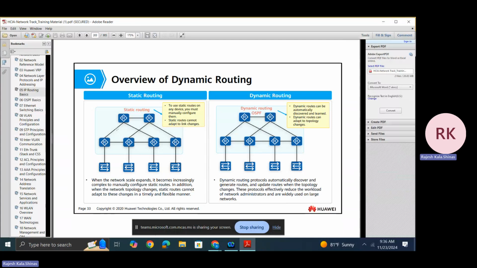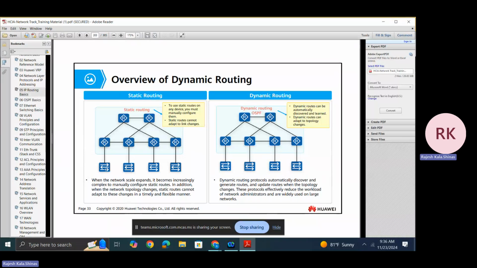Once you set a route, it is permanent. If anything happens to the link, you are not aware of that. You keep on sending packets on that route. You have to manually go and delete the route so that others are informed. But here it is not like that. They will automatically update. Every router will automatically update the routing information to other routers. So whenever a link goes down, they will inform you.